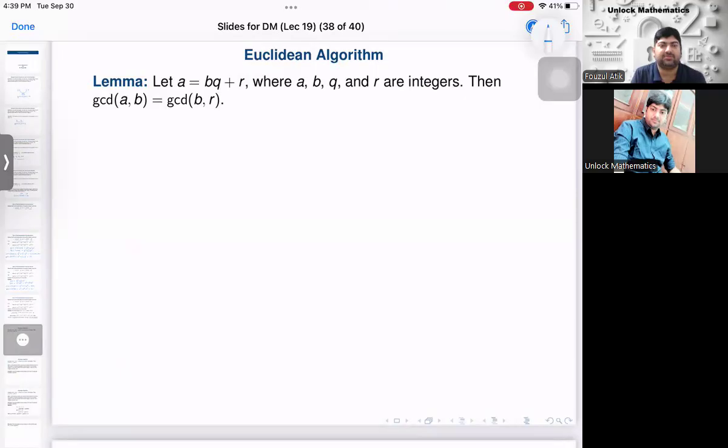Now what the Euclidean algorithm says is that if A is equal to BQ plus R, then GCD of A comma B is equal to GCD of B and R. This is a very important thing. Euclidean algorithm says this. It is a very important theorem, and with the help of this we can also find the GCD of two integers. So we apply this theorem successively, 2-3 times, and we can find the GCD in a very easy way.